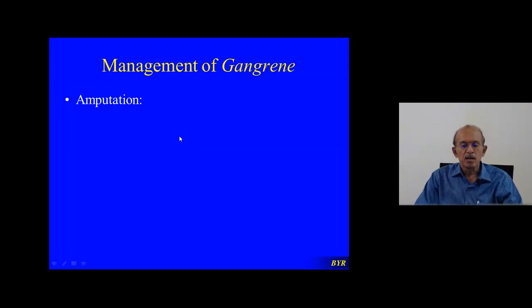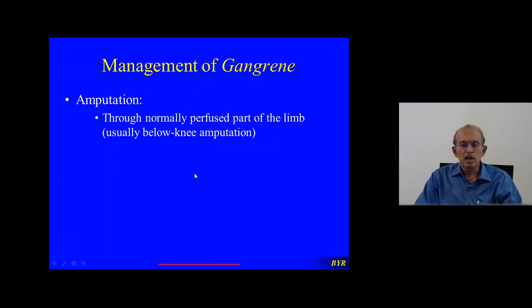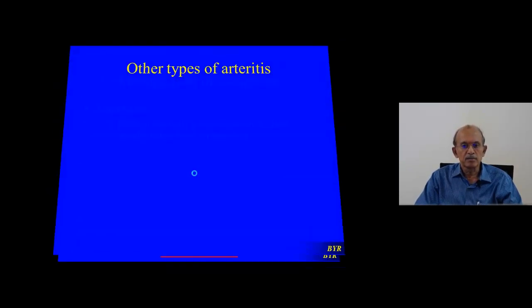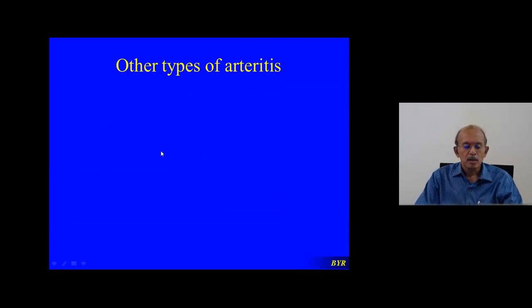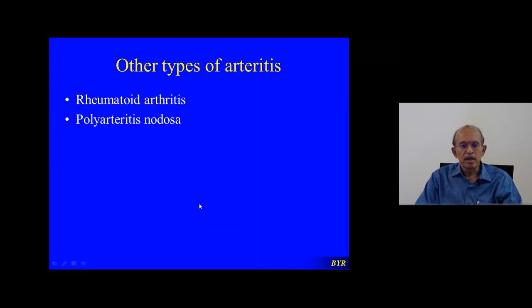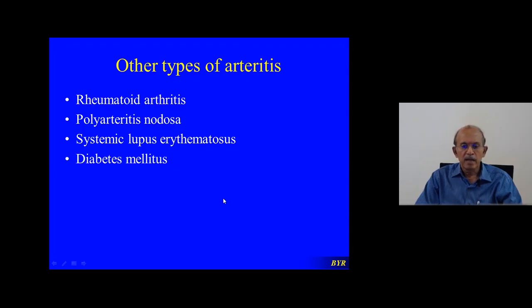Management of gangrene is amputation through a normally perfused part of the limb, that is usually below knee amputation, because the vessels occluded are up to the level of the knee. So you have to remove the limb up to the level of the knee. So a below knee amputation is required. Apart from Takayasu's arteritis and Buerger's disease, there are other types of arteritis also. They can be due to rheumatoid arthritis, polyarteritis nodosa, systemic lupus erythematosus, diabetes mellitus, temporal arteritis.